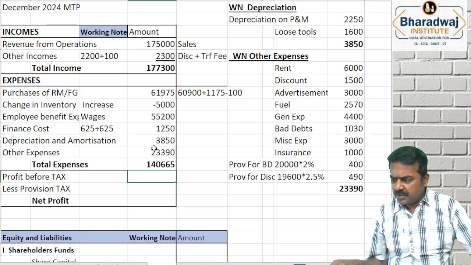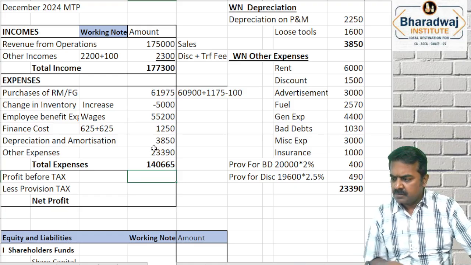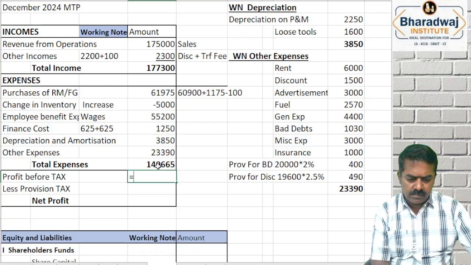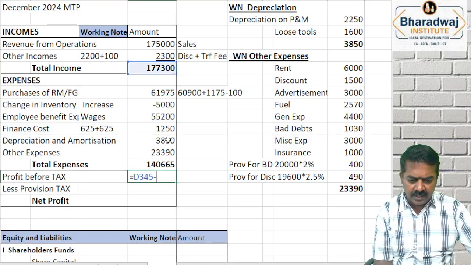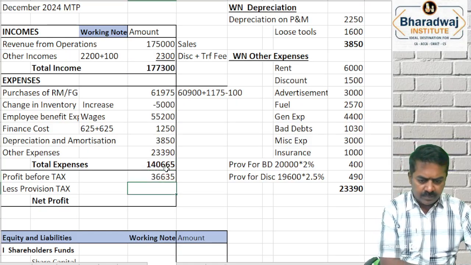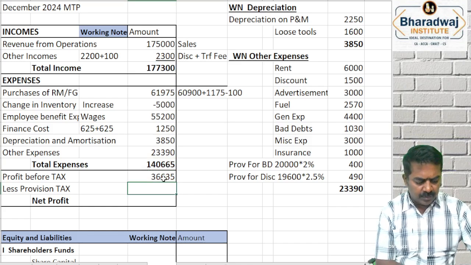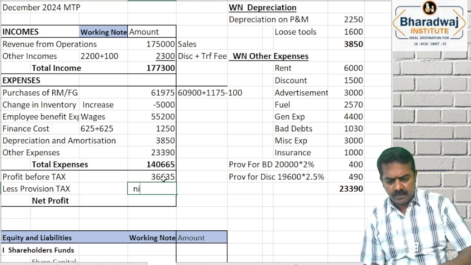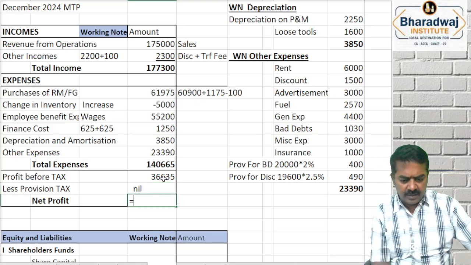Are we given provision for tax? Total of income minus expenses. No provision for tax. Net profit will be the same.